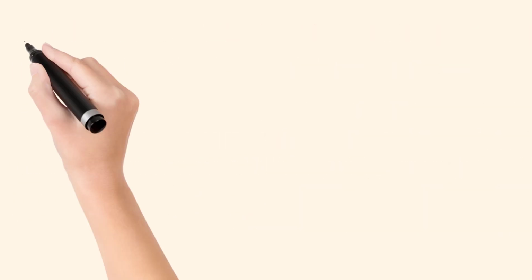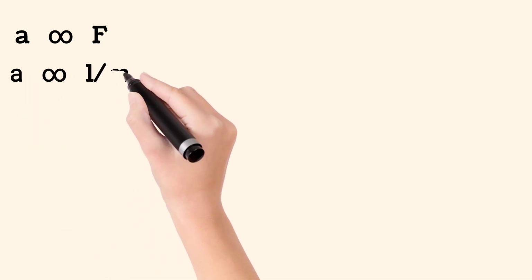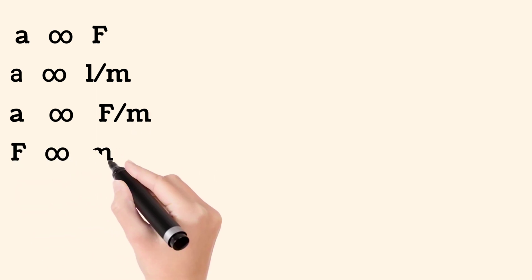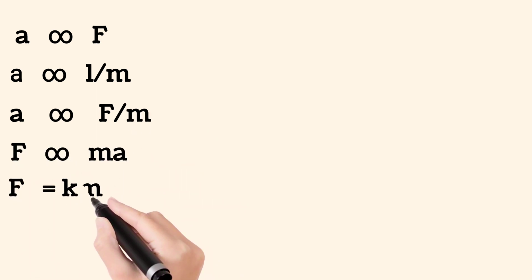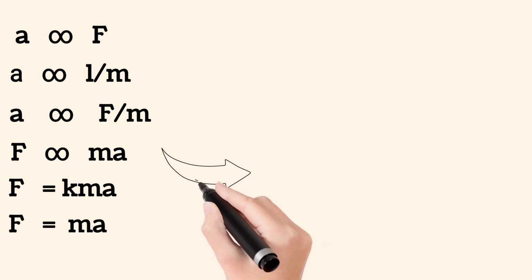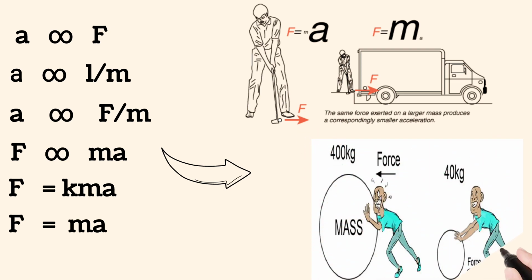According to this law, a is proportional to F. a is proportional to 1 over m. a is proportional to F over m. F is proportional to ma. F is equal to kma. F is equal to ma. Following figures explain the relationships between force, mass and acceleration.